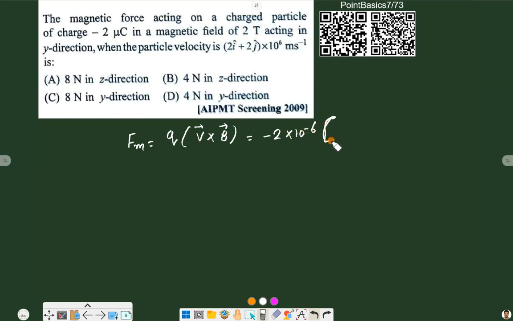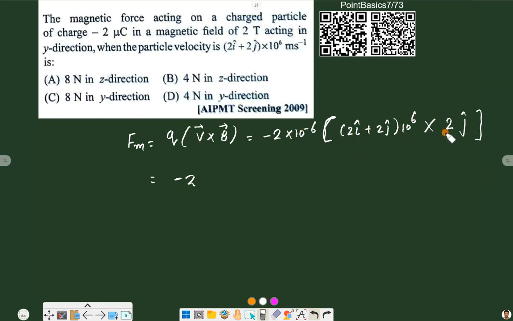Velocity is 2I plus 2J into 10 raised to the power 6. And the magnetic field is acting in Y direction, so cross 2J as the magnetic field is in Y direction. This 10 raised to the power 6 will come out and we will have minus 2. 10 raised to the power plus 6 and minus 6 get cancelled. We have 2I cross 2J.